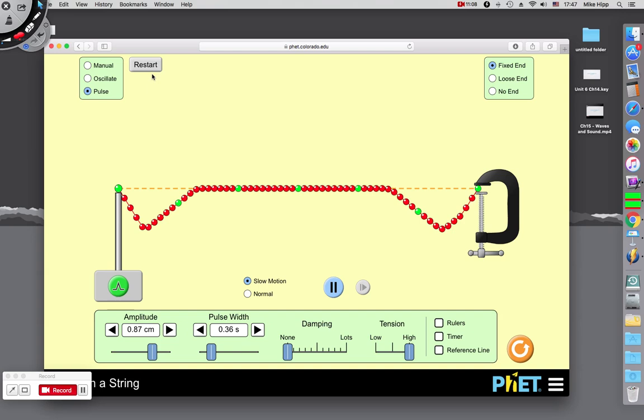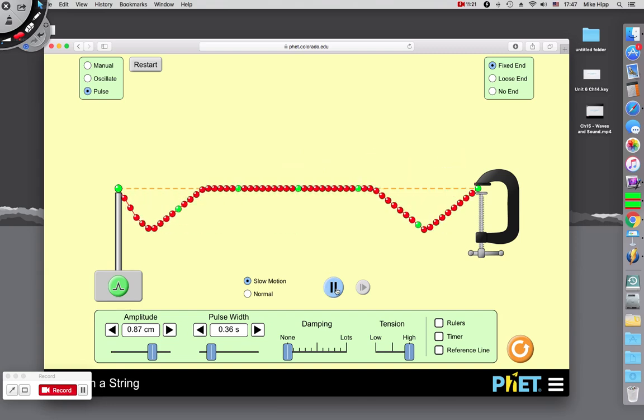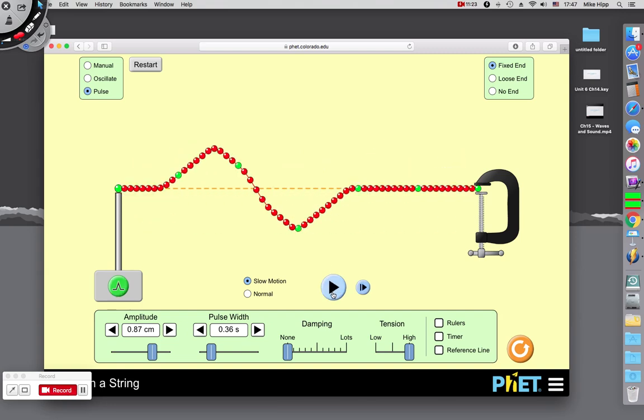All right, so let's restart this a little bit. And let me try to time it right. So this is going to go down, up, and it's going to come back upside down. I got a positive and a negative, right? And they are going to interfere.